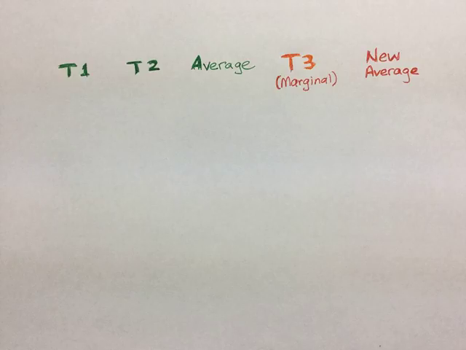Assuming that in your first test, you score 60 out of 100, and on your second test, you score 70 out of 100. Your average, therefore, is 60 plus 70 divided by 2, which is 65. You're awaiting the results or your marks for test 3, and you're concerned. What is going to happen to my average once the test 3 marks are posted?